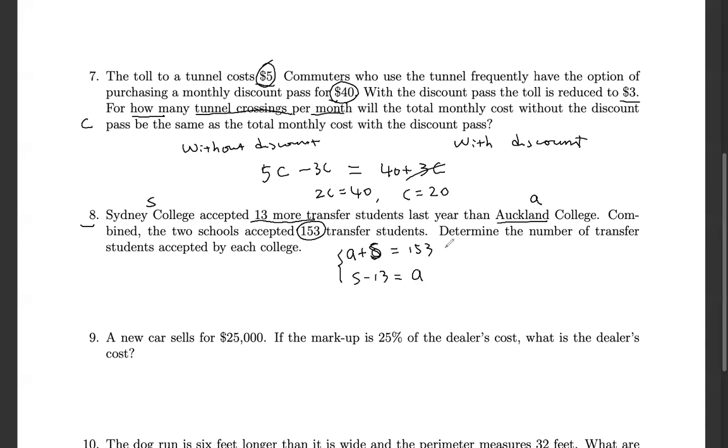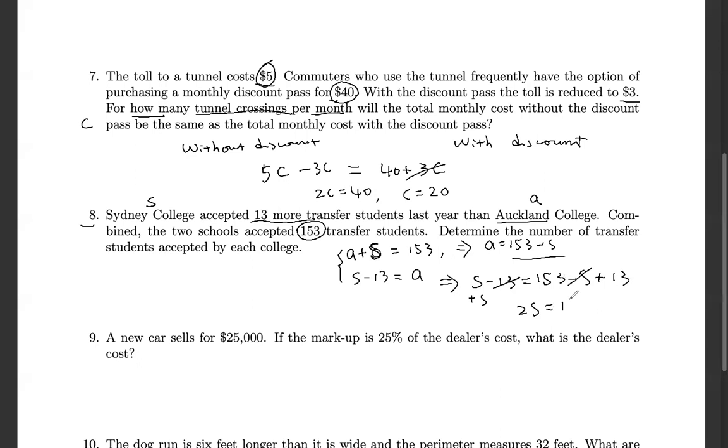Then you can use your method to solve this. I'm going to rewrite the first equation as A equals 153 minus S. Then I'm going to substitute into the second one. So I have S minus 13 on the left-hand side. On the right-hand side is A, and I'm going to use this value, 153 minus S. Now minus S, I move to the other side, becomes plus S. Minus 13 I move to the other side, becomes plus 13, so 2S.